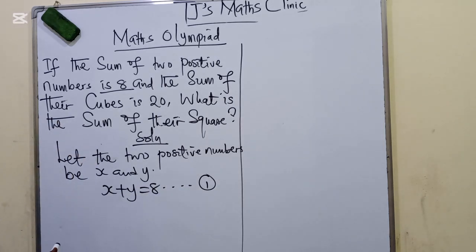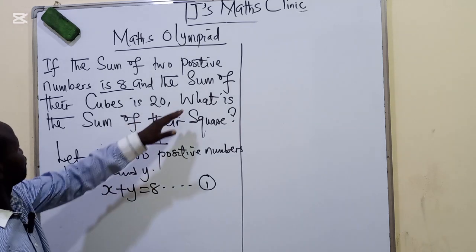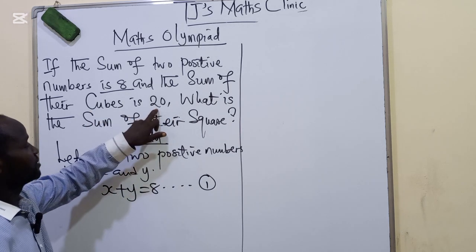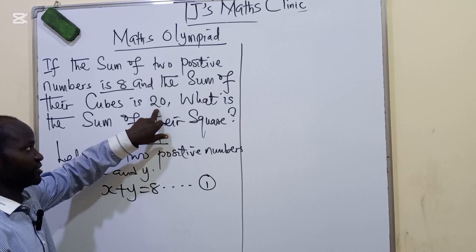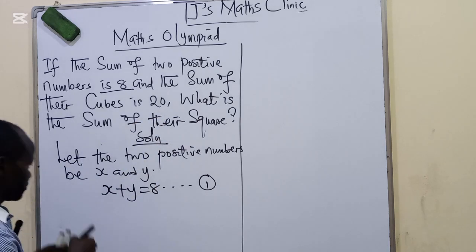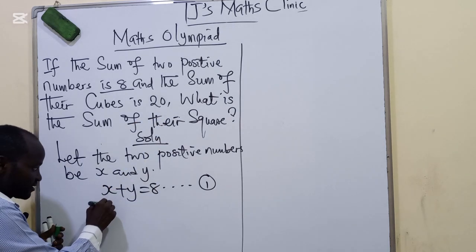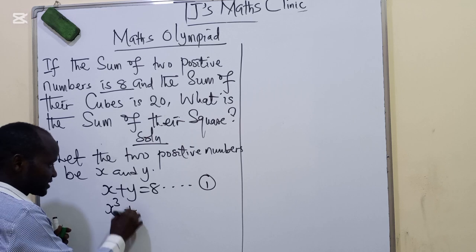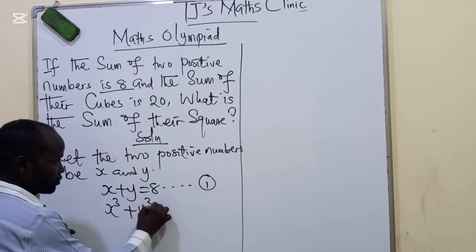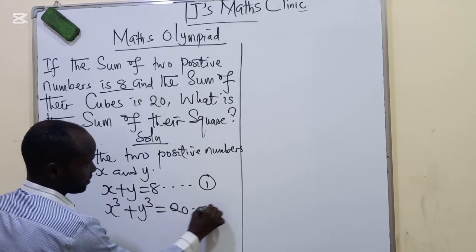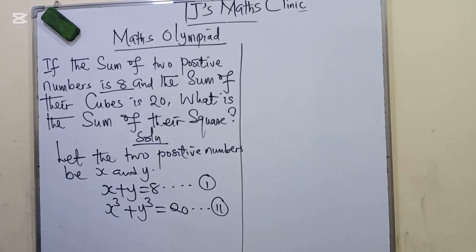Very important. And the next statement says the sum of their cubes is 20. It means we take the cube of x, that will be x cubed, plus y cubed will be equal to 20. We can call this equation 2.